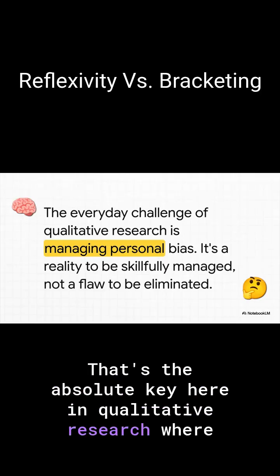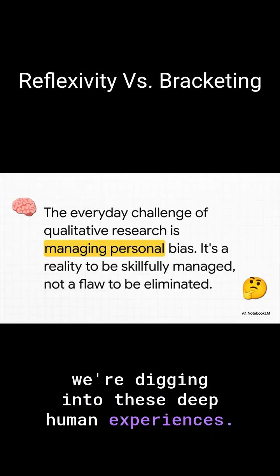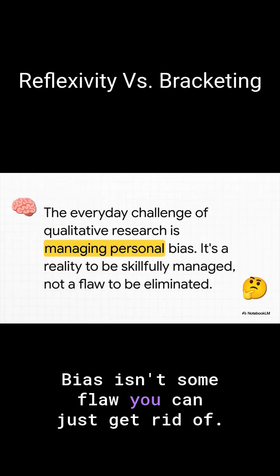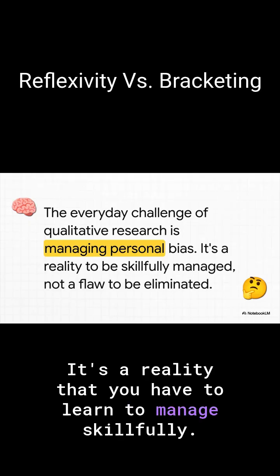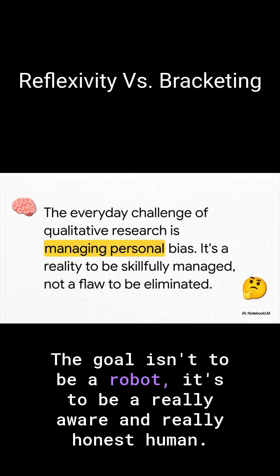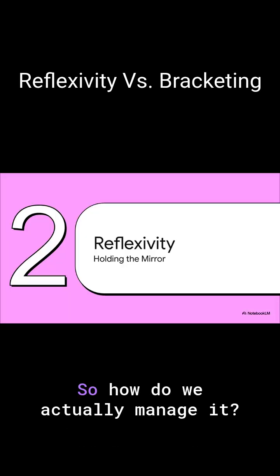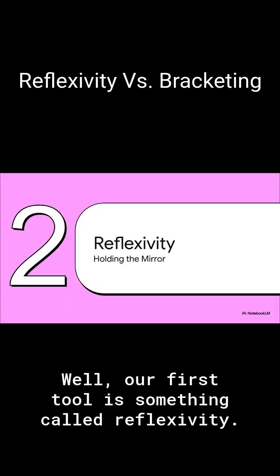In qualitative research, where we're digging into these deep human experiences, bias isn't some flaw you can just get rid of, because that's impossible. No, it's a reality that you have to learn to manage skillfully. The goal isn't to be a robot, it's to be a really aware and really honest human. So how do we actually manage it? Well, our first tool is something called reflexivity.